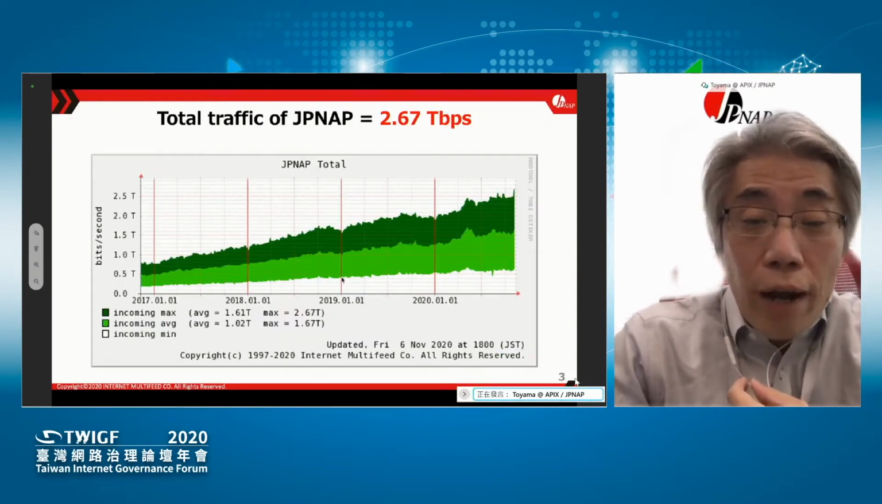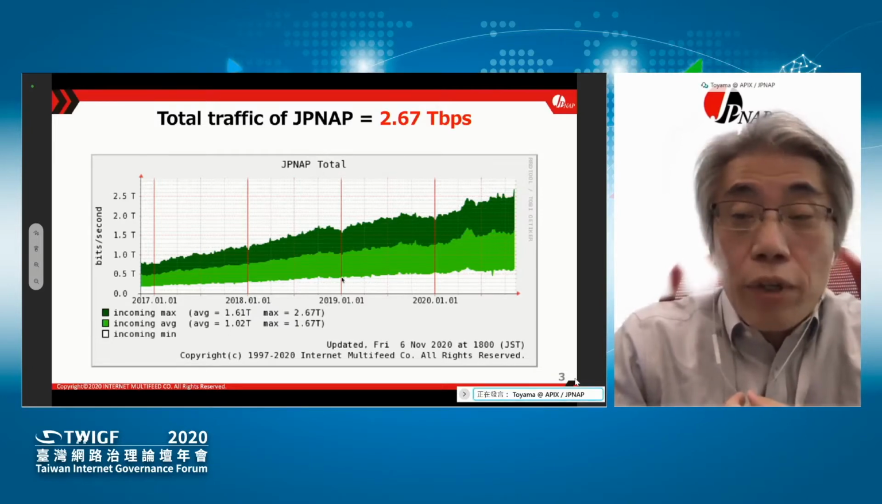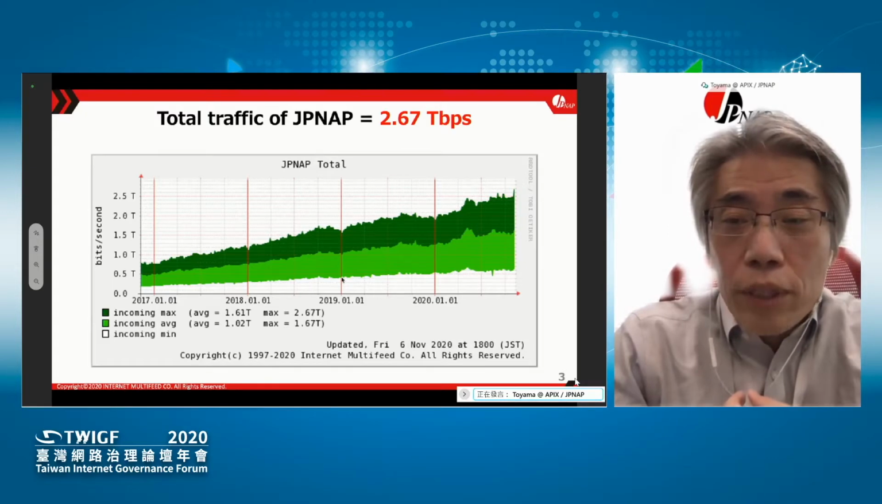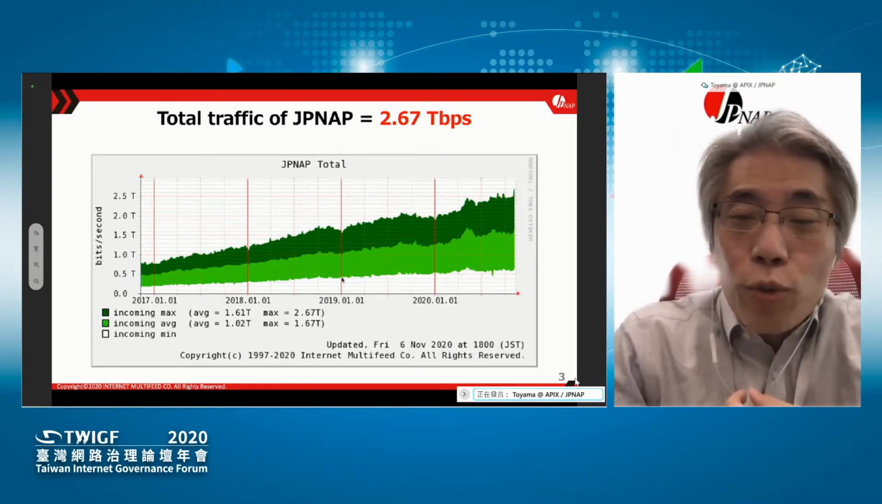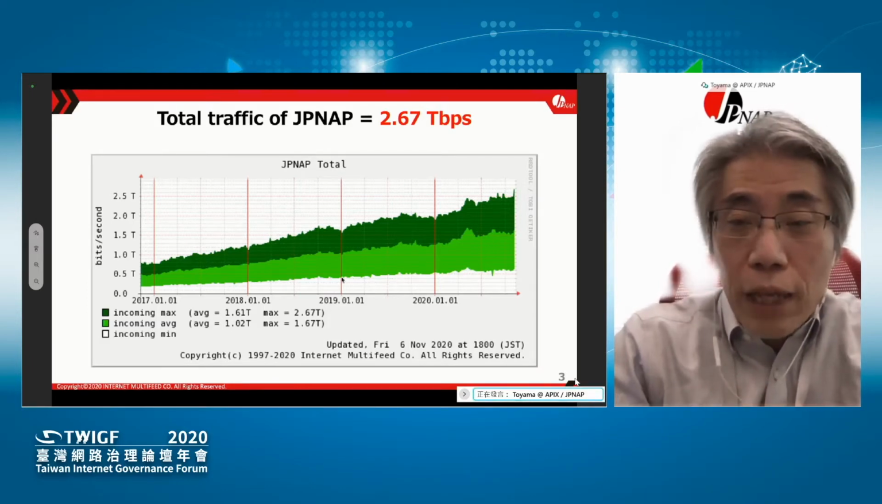So this is a graph of our traffic. It is gradually increasing, and during the COVID situation, from May to June, the traffic increased in that period, as you can see here.